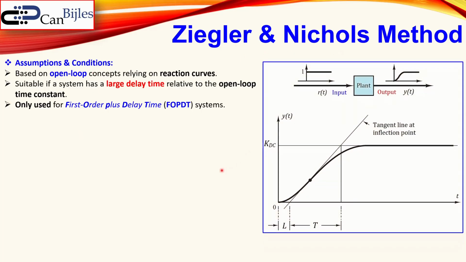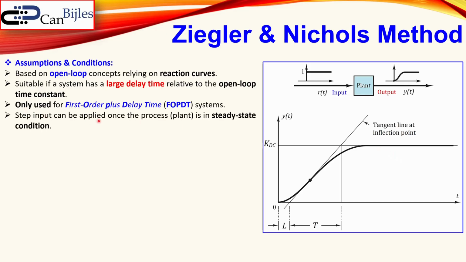Again, this is the picture we already have seen. In the diagram you see the response, which is an overdamped response, where you see the delay time and also the time constant from a unit step input, and this is the response. So your response must be like that. If it is oscillatory or underdamped, you cannot use this method.